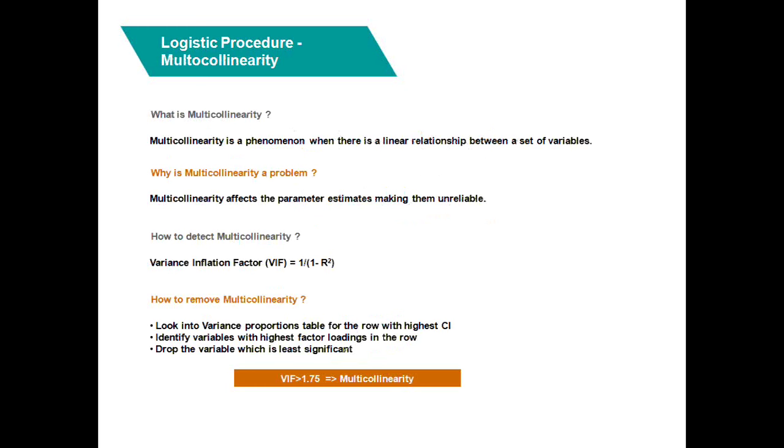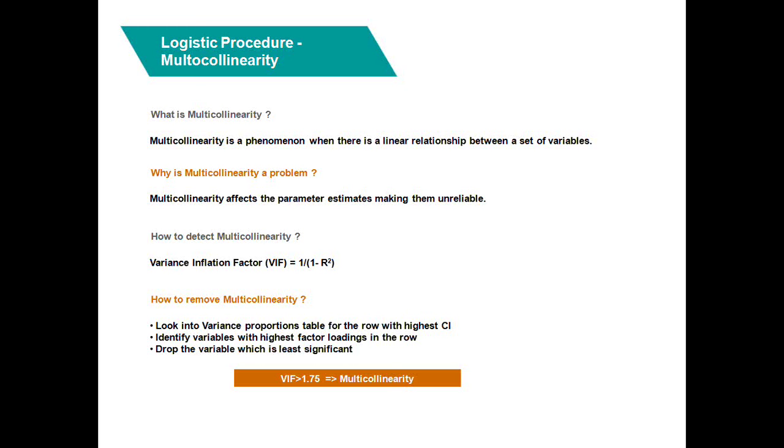Multicollinearity. After doing all the derived variables, dummy variables and indicator variables, let's say we are done with the 50 variables which are making sense for our Y. After that, we can run the multicollinearity check. What is multicollinearity? Multicollinearity is a phenomenon where there is a linear relationship between a set of variables.